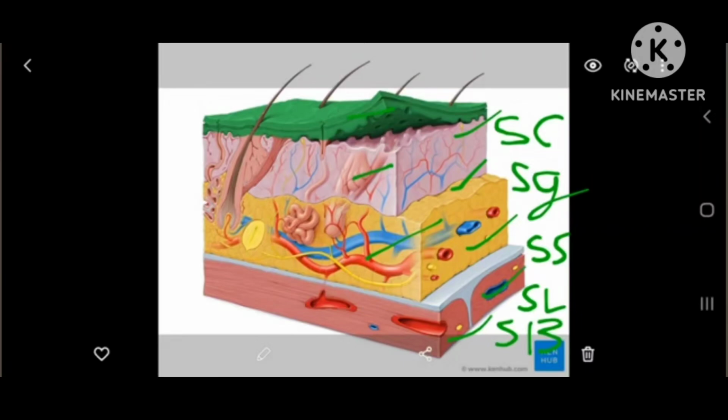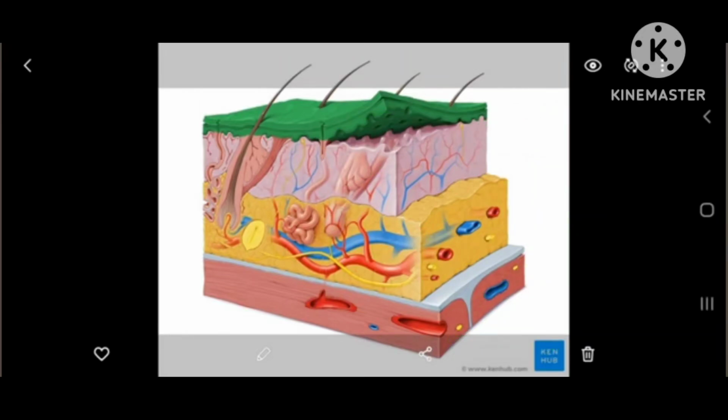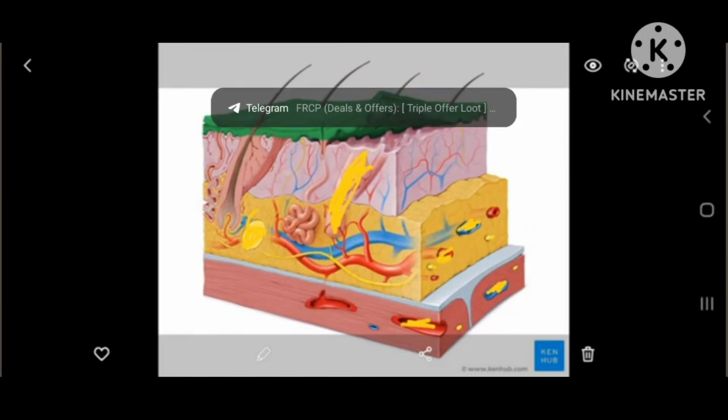You may be able to see the sebaceous gland in this diagram, which is here. This is the sebaceous gland. This is a touch receptor on the skin. These are the arteries and these are the veins. These are some more arteries and veins. You can see a huge connection of arteries and veins and even nerves. Like this is the nerve.